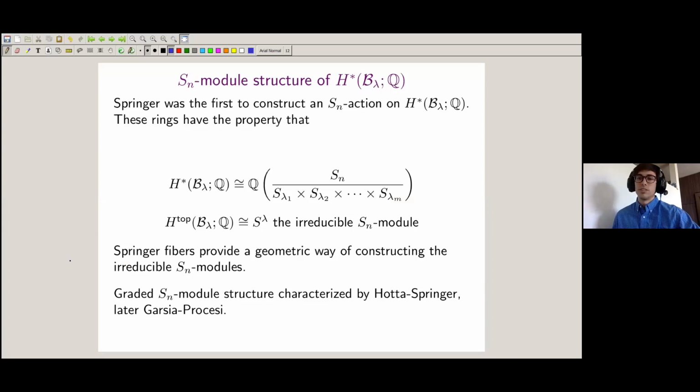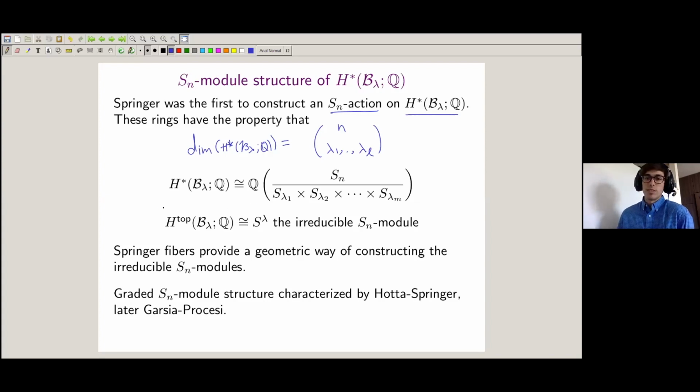And so Springer was the first one to realize that although the symmetric group doesn't act on the variety itself in a non-trivial way, it does have an action on the cohomology ring. And he defined this symmetric group action. And he also observed that these cohomology rings have the property that, first, the total dimension of this cohomology ring has a combinatorial formula. It's just n multi-choose the parts of lambda.